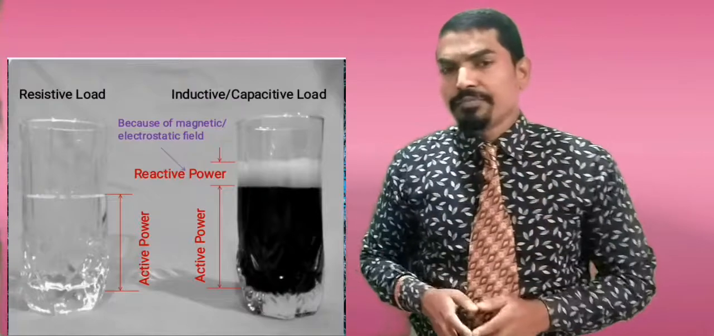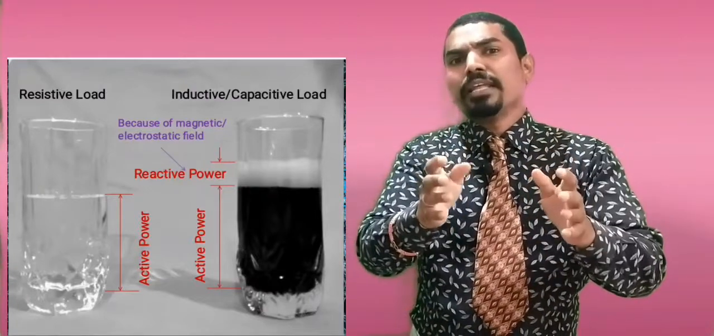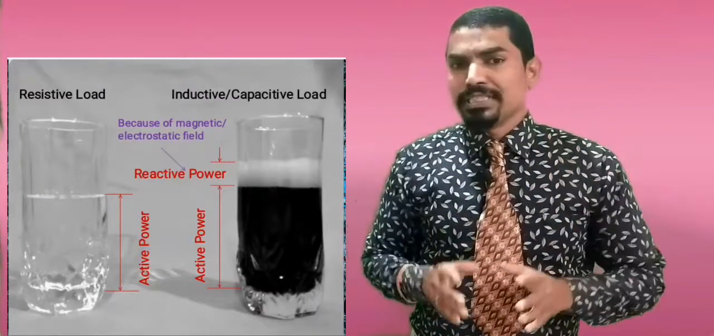Now why foam is there? Foam is there to maintain the cold drink's properties, right? Similar to that, to maintain the voltage in the system, reactive power is required in the system. Because in case of inductive and capacitive load, there is a magnetic field and electrostatic field, reactive power exists. That means foam exists in case of inductive and capacitive load.